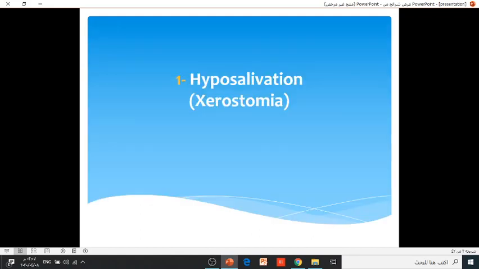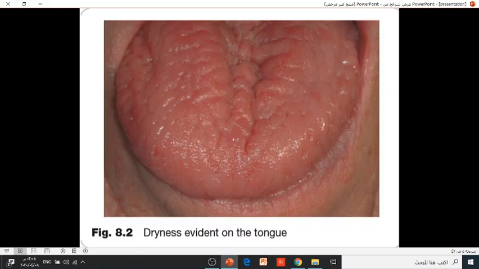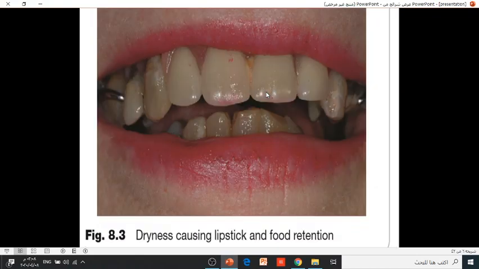Starting with xerostomia, which is actually a very common side effect of a very common medication. Radiation treatment for a cancer patient could cause hyposalivation, and that will cause the tongue to appear like this: atrophic, red, shiny, with cobblestoning of the tongue. Dryness also could cause food to be retained between teeth, and the lipstick, as you can see here, retained on the tooth. All of these are signs of xerostomia.